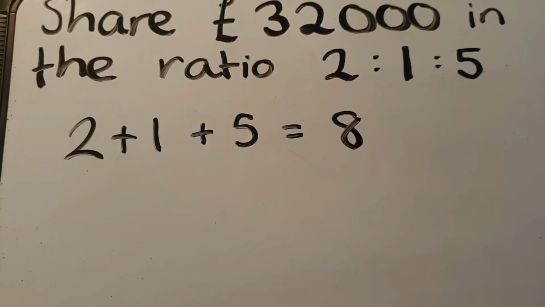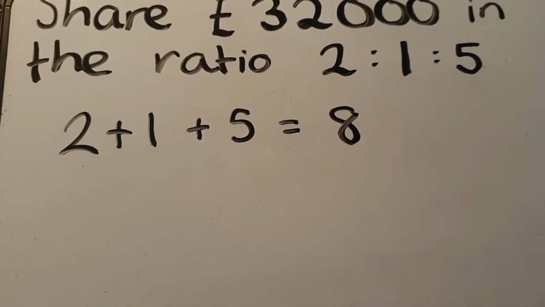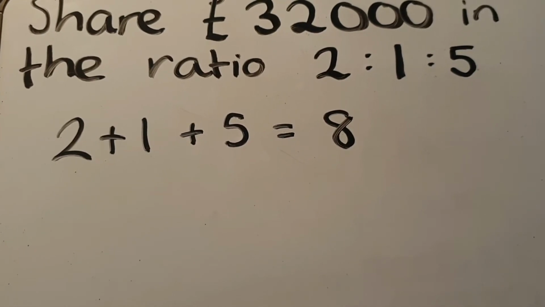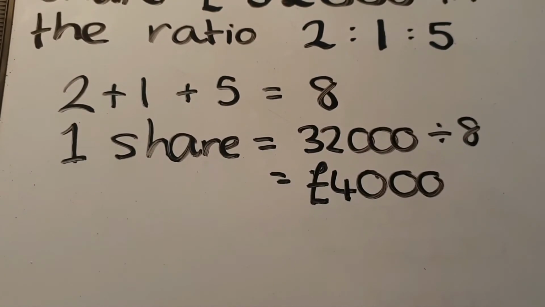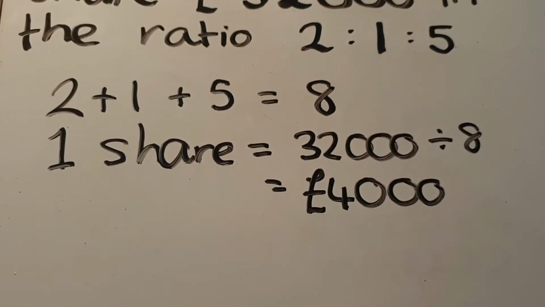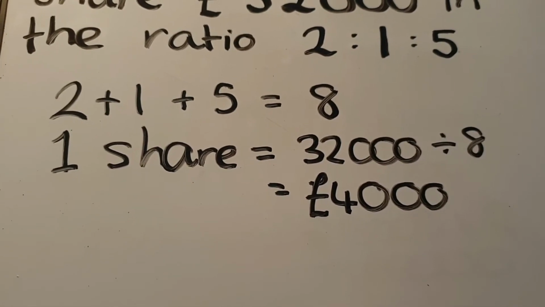So the first step is 2 plus 1 plus 5 equals 8. So there's 8 share parts here in total. Our next step would be to divide the 32,000 by that 8 to find 1 share part. So 1 share would be 32,000 divided by 8, which is £4,000.